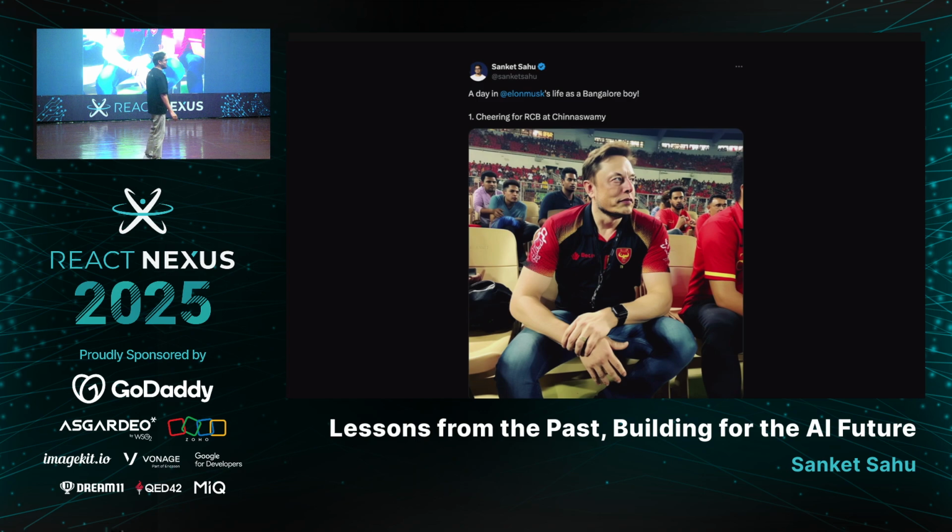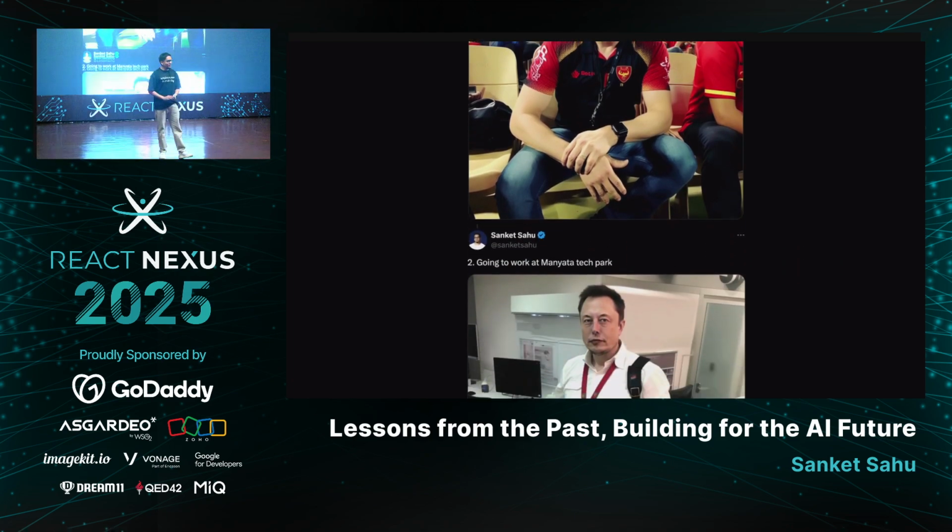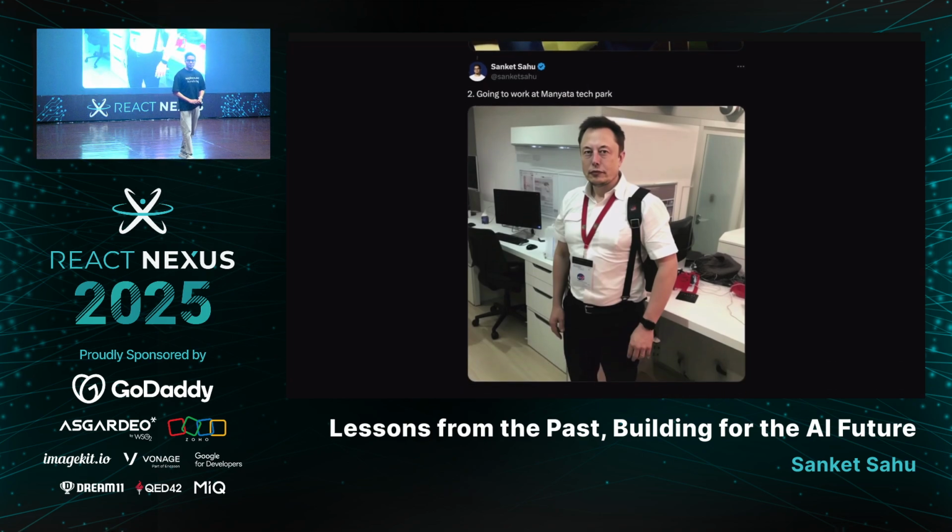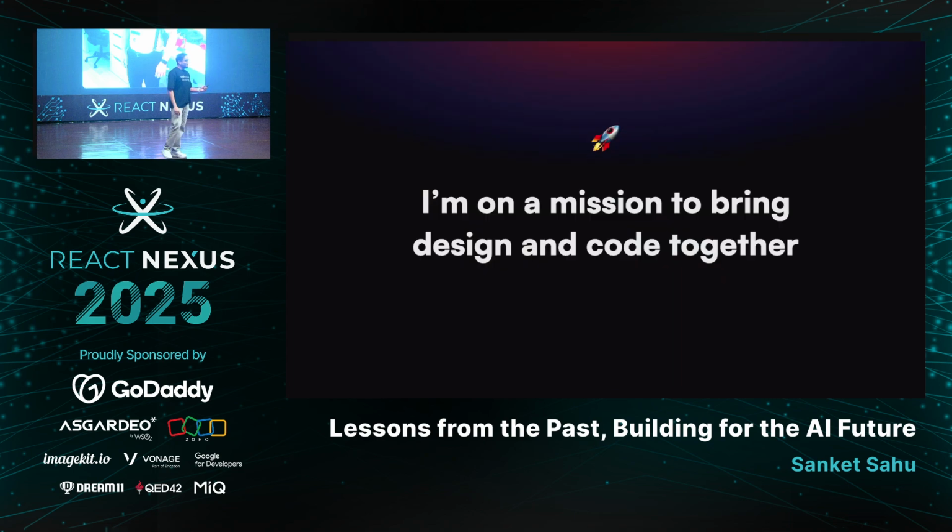I also do some memes on the internet sometimes. This was in 2023 when I was experimenting with Midjourney. I made Elon Musk an RCB fan, and look, we got the trophy this year. And not only that, I also made him send to Manyata Tech Park for some reason. But yeah, that's a little bit about me.